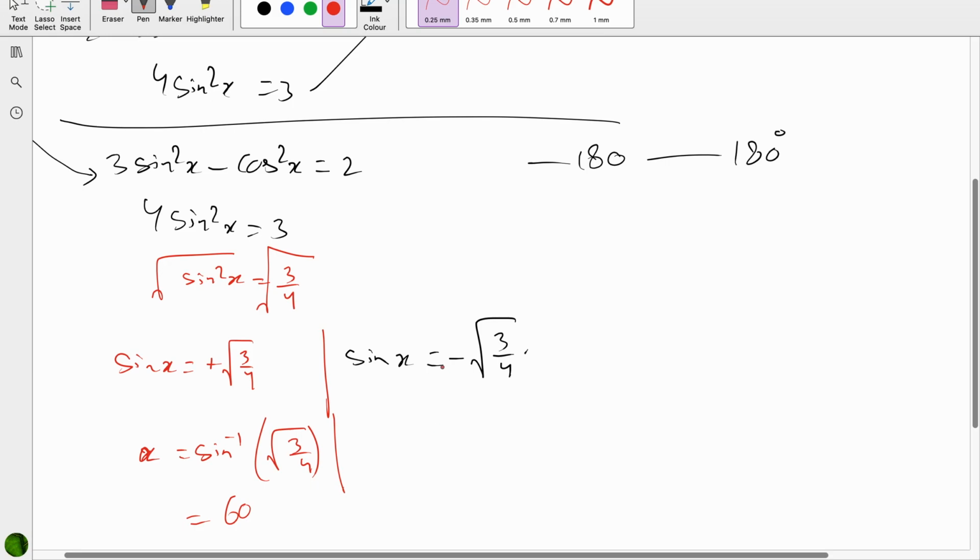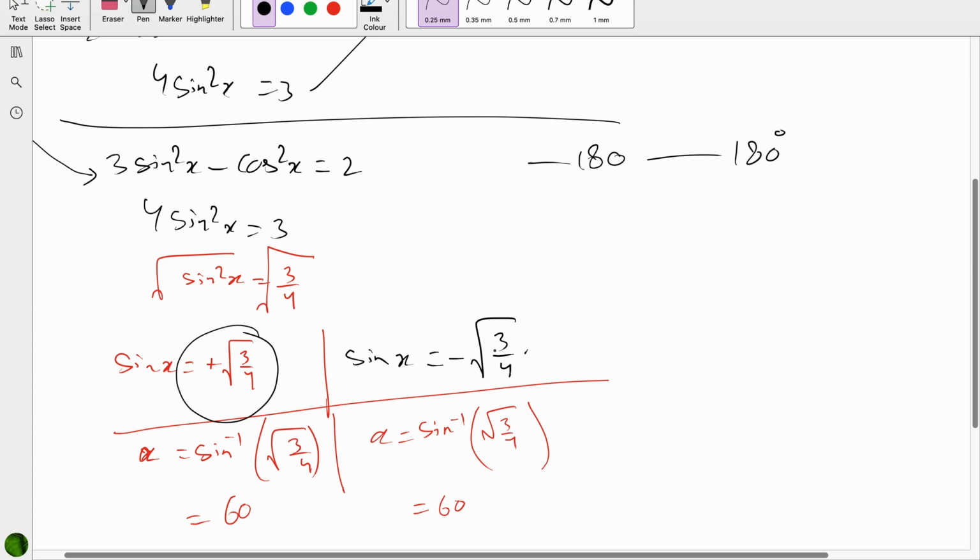Both will be 60. You don't have to go for the negative sign. Whenever you solve for basic angle alpha, you never put a negative sign. So basic angle is basically sine inverse of square root 3 by 4 on both sides, so that's 60. Once we know what the basic angle is, then we decide what to do with the negative and positive sign. In our case, sine x is equal to positive and negative, that means all.